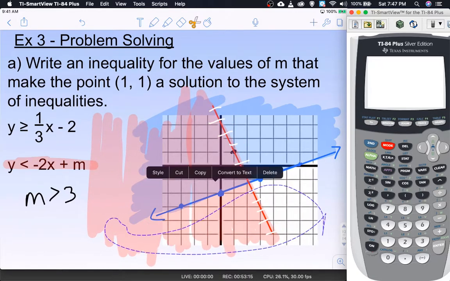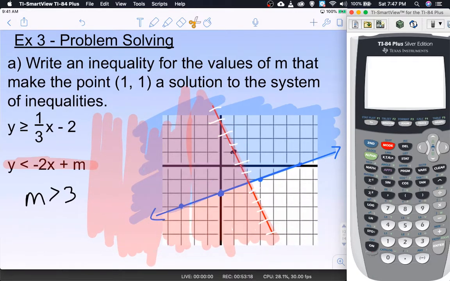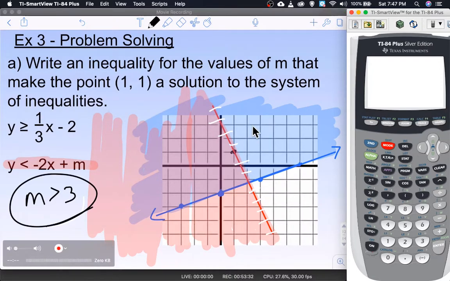So that's a fairly complex problem, but the problem-solving process was, well, let's just kind of graph some stuff, graph what we know, move some stuff around, manipulate some stuff, and see what we can figure out. The answer is, when m is 3, that point will be a solution to the system of inequalities.